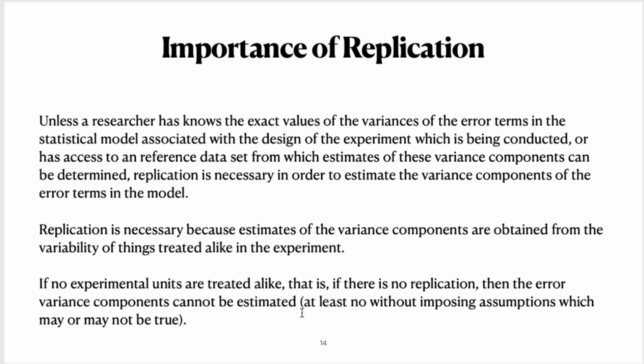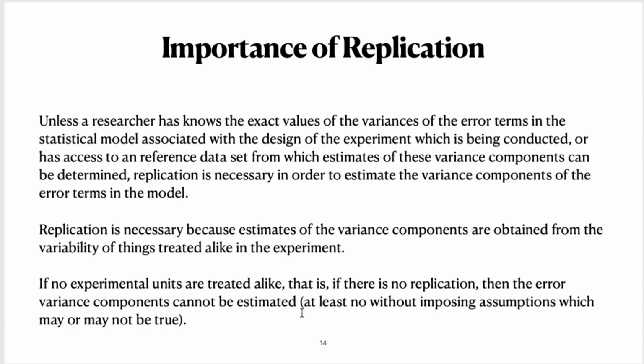And so that is why replication is necessary, because replication allows us to come up with estimates for the variability associated with the experimental error. In particular, it allows us to estimate the variance components of the error terms. And we need that to determine whether an observed difference between two treatment combinations is statistically significant. That's what it boils down to.